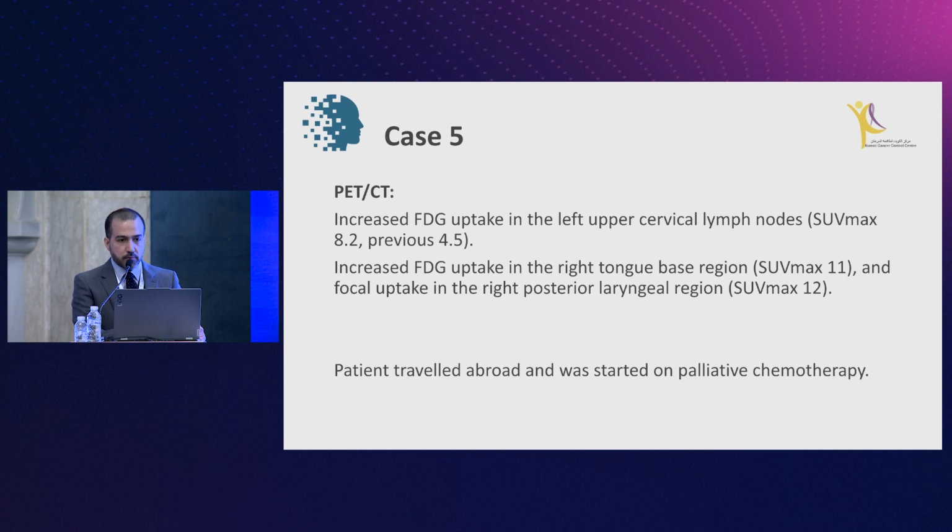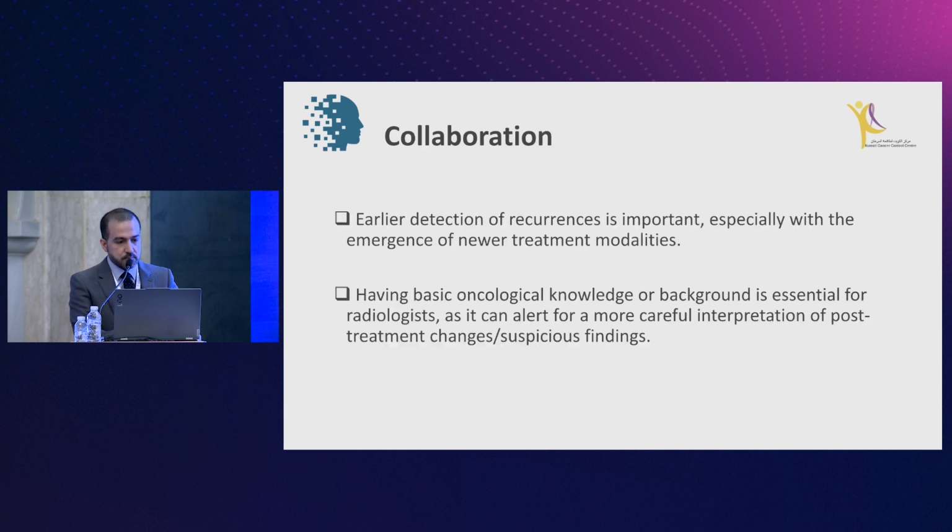So the patient traveled abroad. But from this case, we have to take into account, as I mentioned, that there should be some oncological background when you interpret some images. Because this patient has locally advanced lung cancer with perineural invasion, we have to keep our level of suspicion very low. So if this patient's recurrence had been detected earlier, the plan of management would have changed.